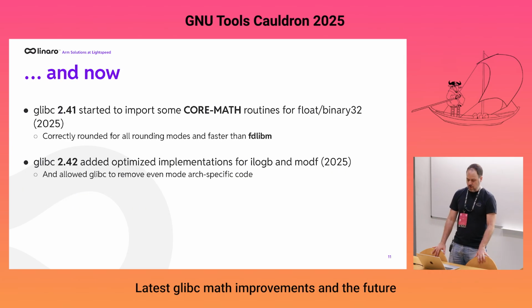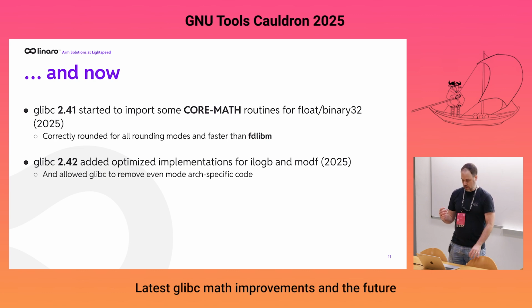And on 241, we start to import another project named CoreMath. CoreMath is a project from a professor in France. His whole idea is to implement correctly rounded implementations for all the functions. His innovation was a mathematical analysis of the multi-precision support requirement, meaning we do not need a slow multi-precision library. We can emulate it using either double-double or int128.